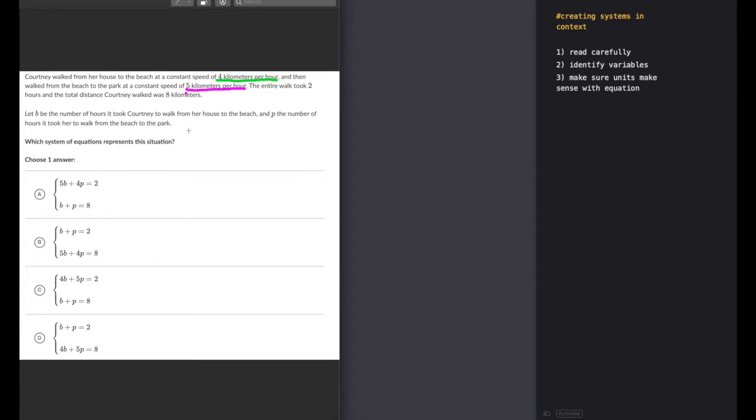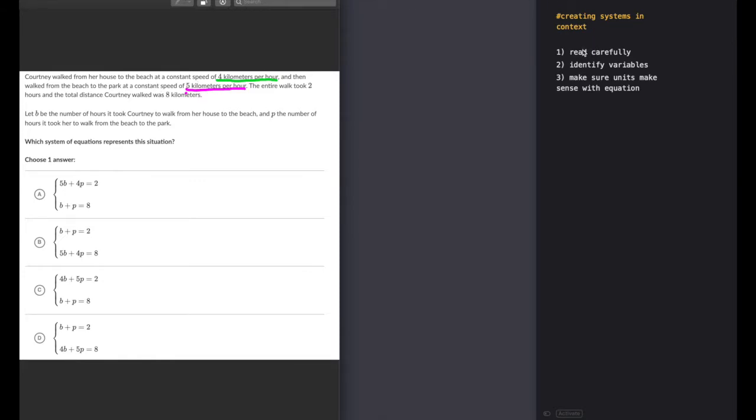slowly isolate this. Well, the first thing I notice is these 4 kilometers per hour, that is a constant speed, and that's when she's walking from the beach to the park. They also mention beach to the park down here. So down here it says this is the number for the beach to the park, and I need to correct myself. Beach to the park is actually referring to this 5 kilometers here.